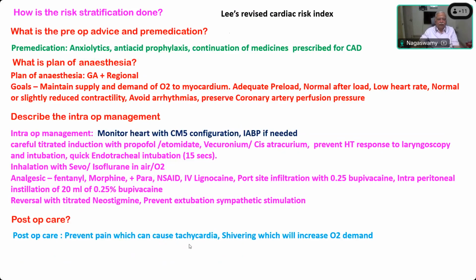Prevent pain, which can cause tachycardia, and shivering, which will increase oxygen demand. These two are very, very important to prevent a post-op ischemic attack, and also monitoring at least for 48 to 72 hours, especially early in the morning. That is the time that usually the ischemic attacks happen. Okay? And DVT prophylaxis, sir.